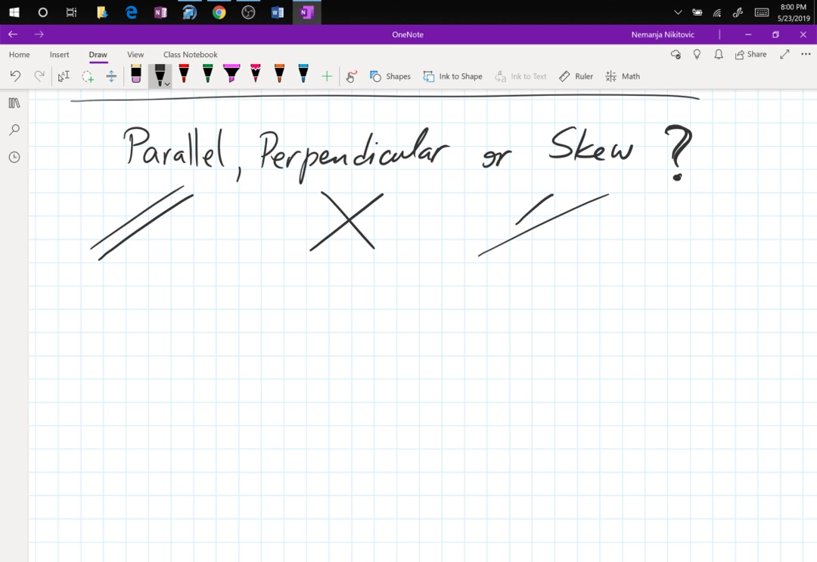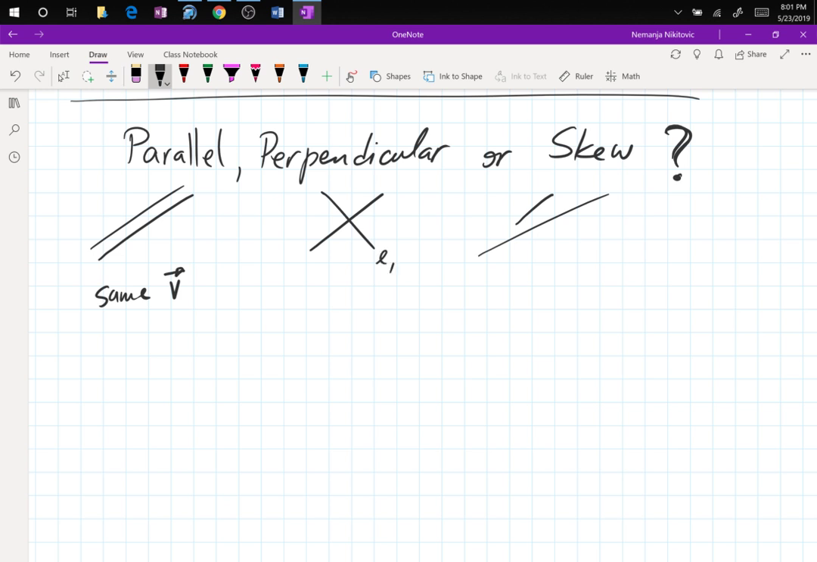Parallel lines have the same vector V, because that's your slope. Vector V is your 3D slope. Vector V gives you the direction of that line in space. So, same V.